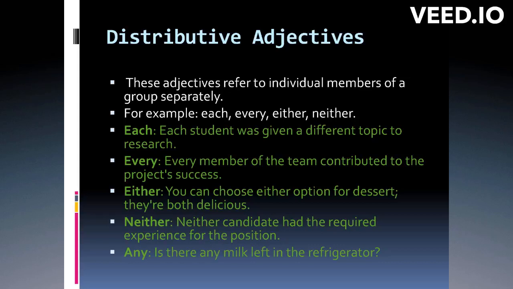For example, if you take the example of either, you can choose either option for dessert. They are both delicious. Means when you are having two desserts there, you can choose either of those desserts. Yeah, obviously both are delicious, but you can choose either of them. Means here you're giving the option for that particular thing. Okay, that is distributive adjective.